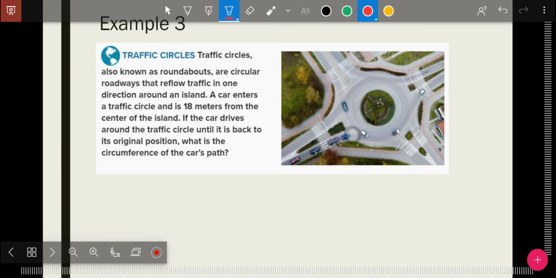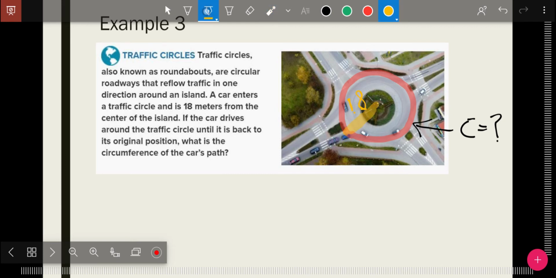So this car is just pulling in. It goes all the way around the circle and ends up there. Right? So they want to know the circumference. That's the question mark. The question here they're trying to find is the circumference. They give you, though, a key piece of information: when that car starts, it is 18 meters from the center.